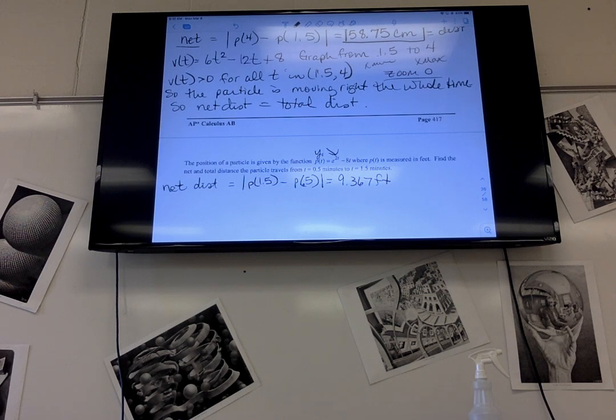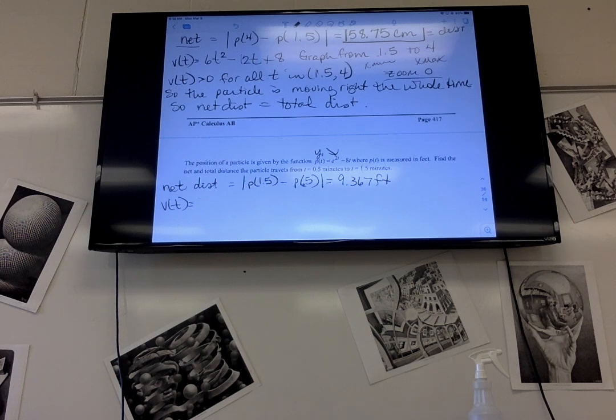Total distance, what are we going to have to find? The derivative. Be the derivative. Velocity, because we're going to have to figure out if it changes directions at any time, and that's moving right or left. So velocity is what? A number.